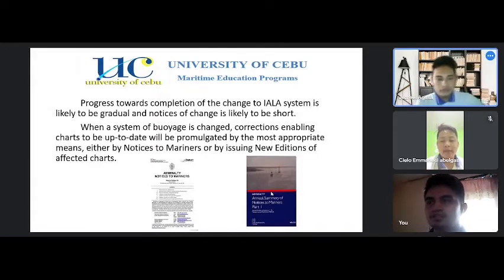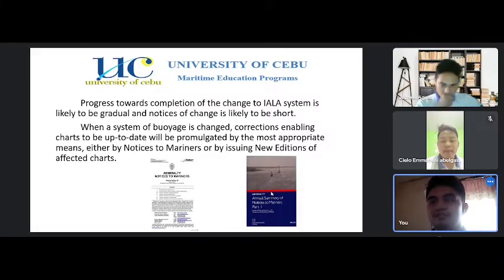Progress towards completion of the change to the IALA system is likely to be gradual and notice of changes is likely to be short. When a system of buoyage is changed, correction enabling charts to be up to date will be promulgated by the most appropriate means, meaning it will be either by notices to mariners or by issuing new editions of affected charts.